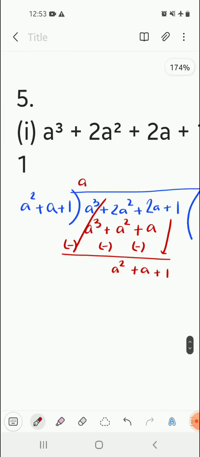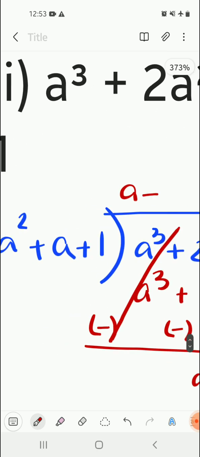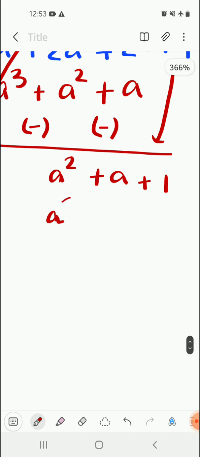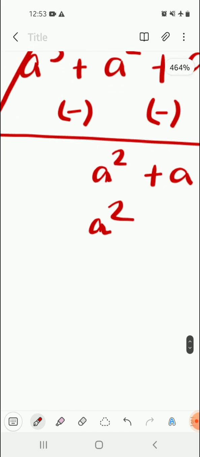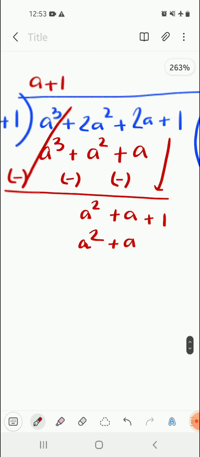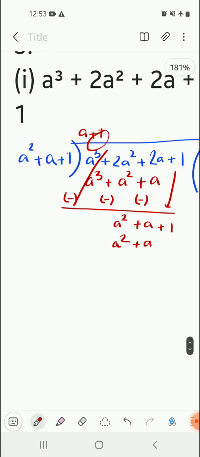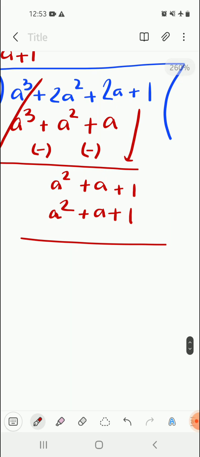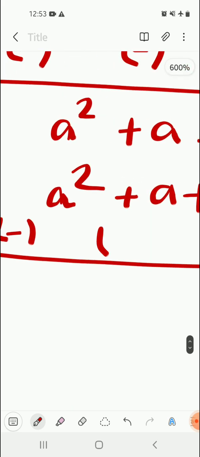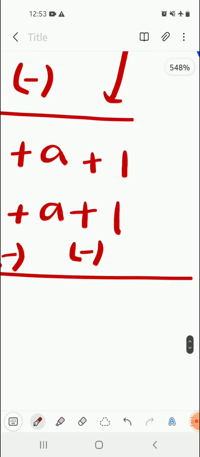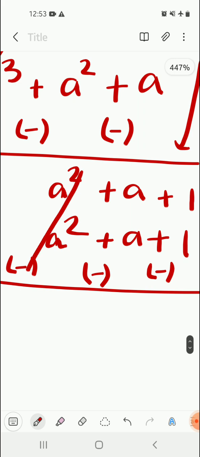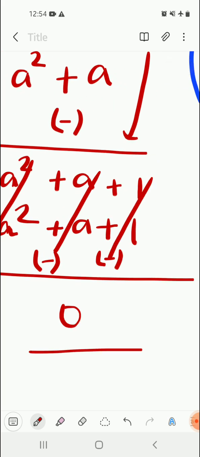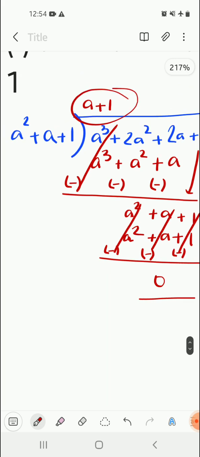Now you see, we are going to simply multiply it with plus 1. So a square into plus 1 would be a square. Plus 1 into a will be plus a. Again, plus 1 into plus 1 would be plus 1. Sign gets changed, this becomes minus, this becomes minus, this also becomes minus. So plus a square cancels, plus a minus a cancels, plus 1 minus 1 cancels, and the remainder is 0. Quotient is a plus 1.